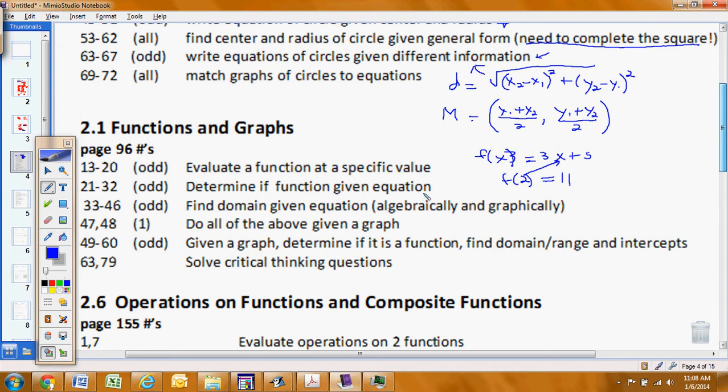Determine if it is a function given the equation. This is something that I don't know if you remember.